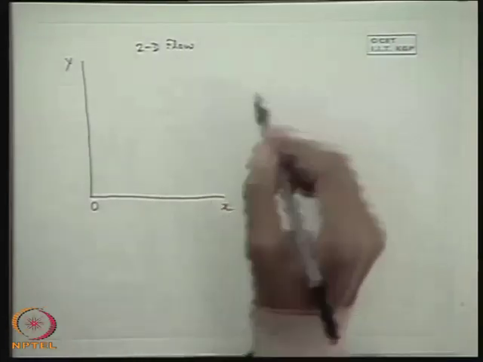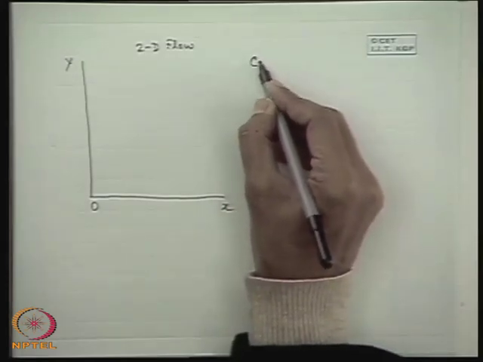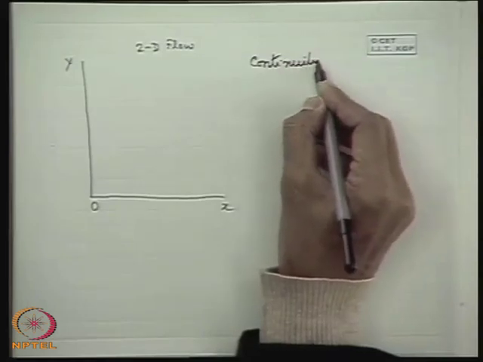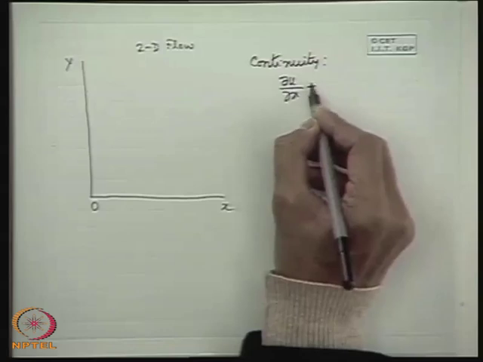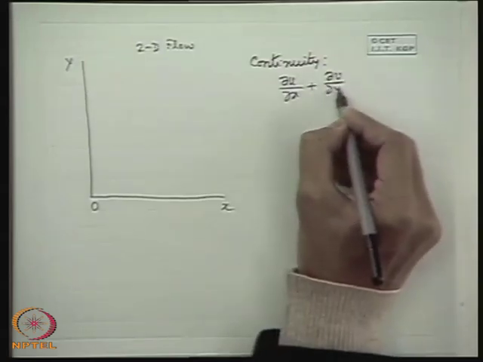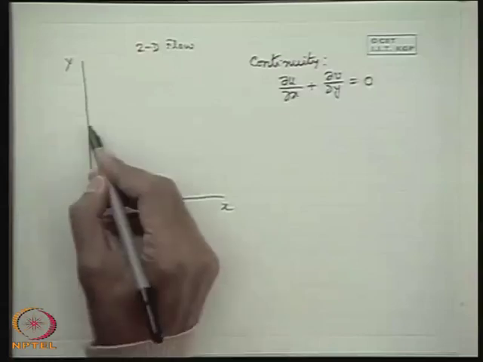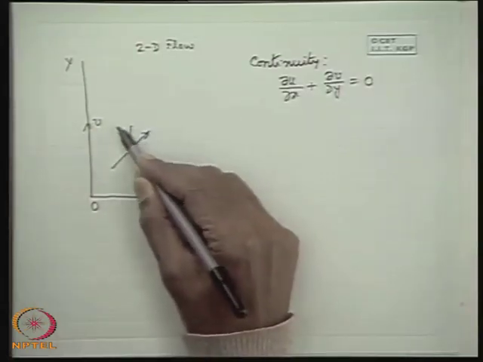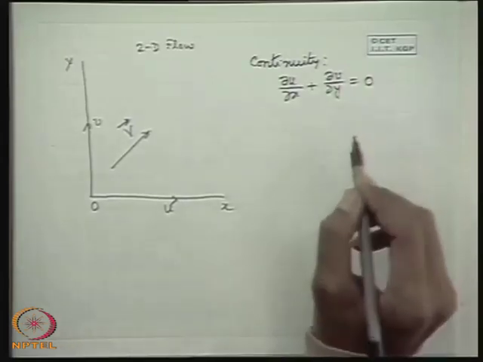Now in this case we know that for an incompressible flow, the equation of continuity, conservation of mass, is del u del x plus del v del y is 0, where u and v is the velocity in the x direction and y direction. That means velocity vector V has the components u and v along x and y axis respectively.